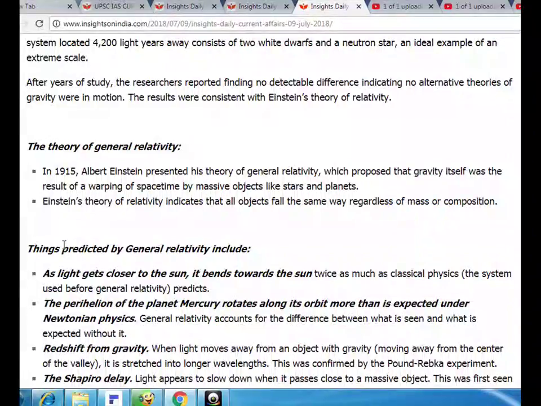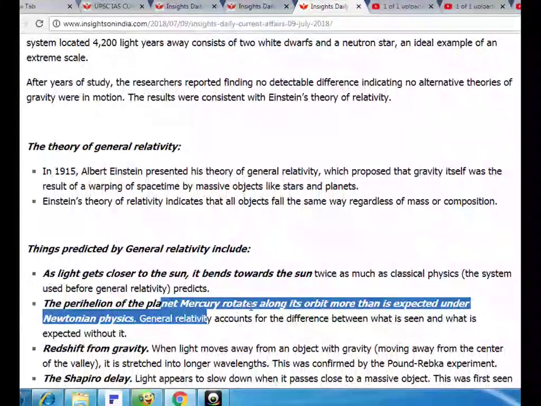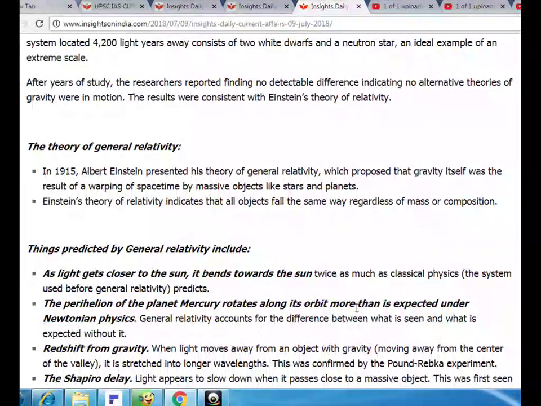Things predicted by general relativity include: as light gets closer to the sun, it bends towards the sun twice as much as classical physics, the system used before general relativity, predicts. The perihelion of the planet Mercury rotates along its orbit more than is expected under Newtonian physics. General relativity accounts for the difference between what is seen and what is expected without it.